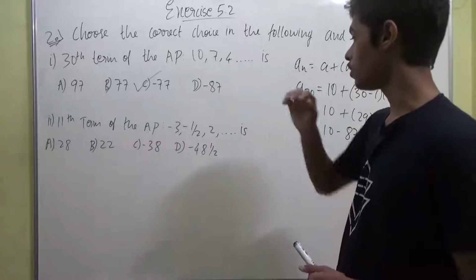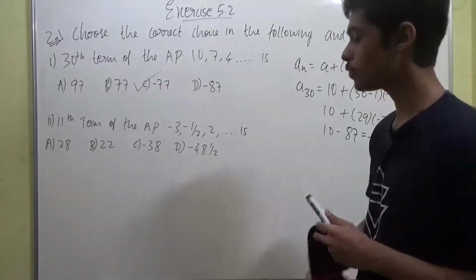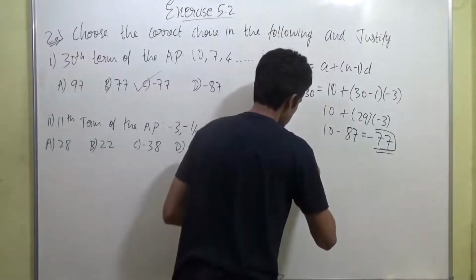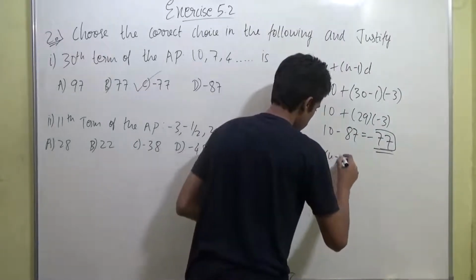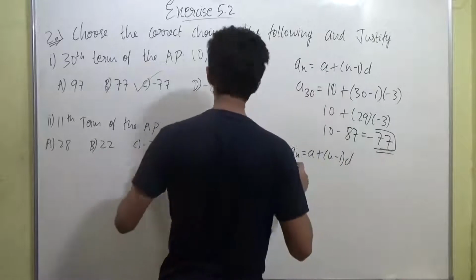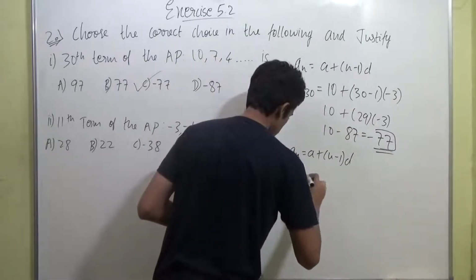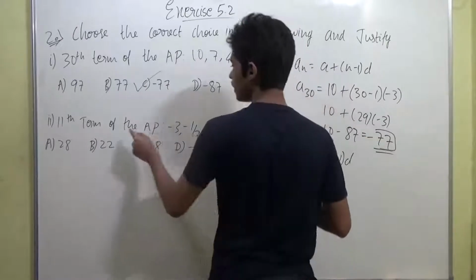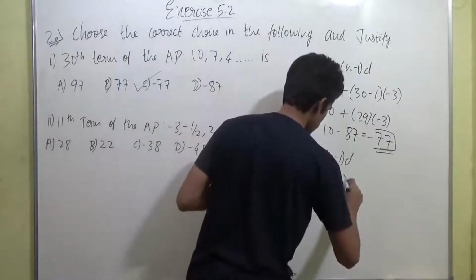11th term of an AP. Okay guys, same question. We have to find the 11th term of an AP. We'll just write the formula of an AP, that is a_n equals a plus n minus 1 into d. Here we have to find a of 11 equal to a. What is a? Minus 3. And they have asked for the 11th, so n is 11, minus 1 into d.